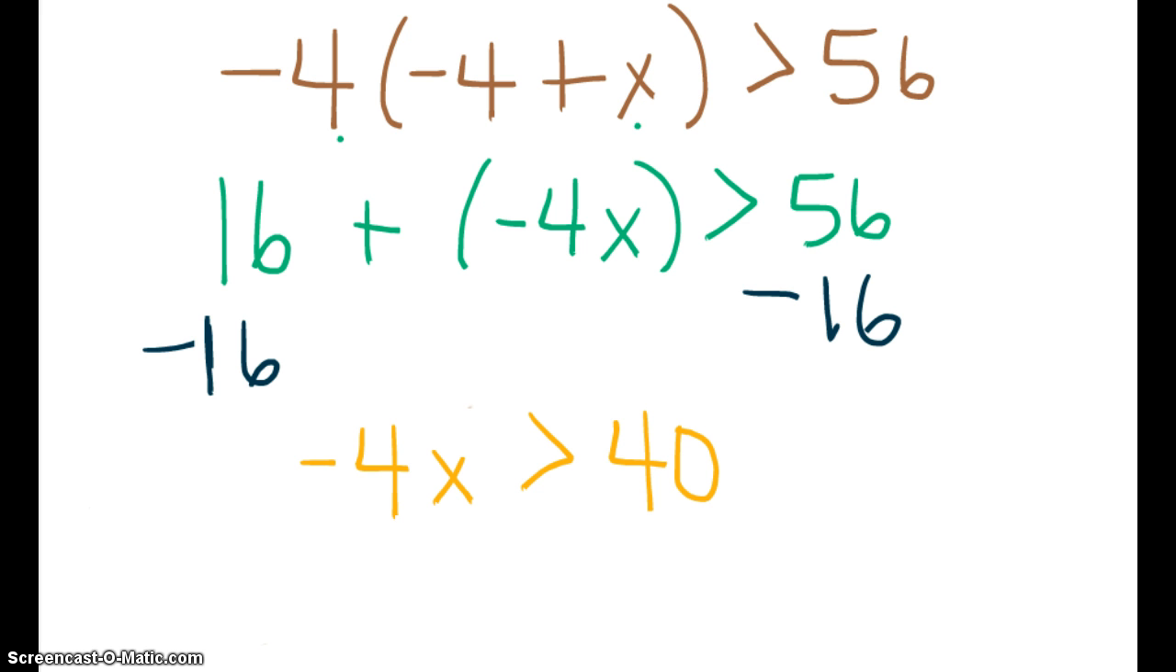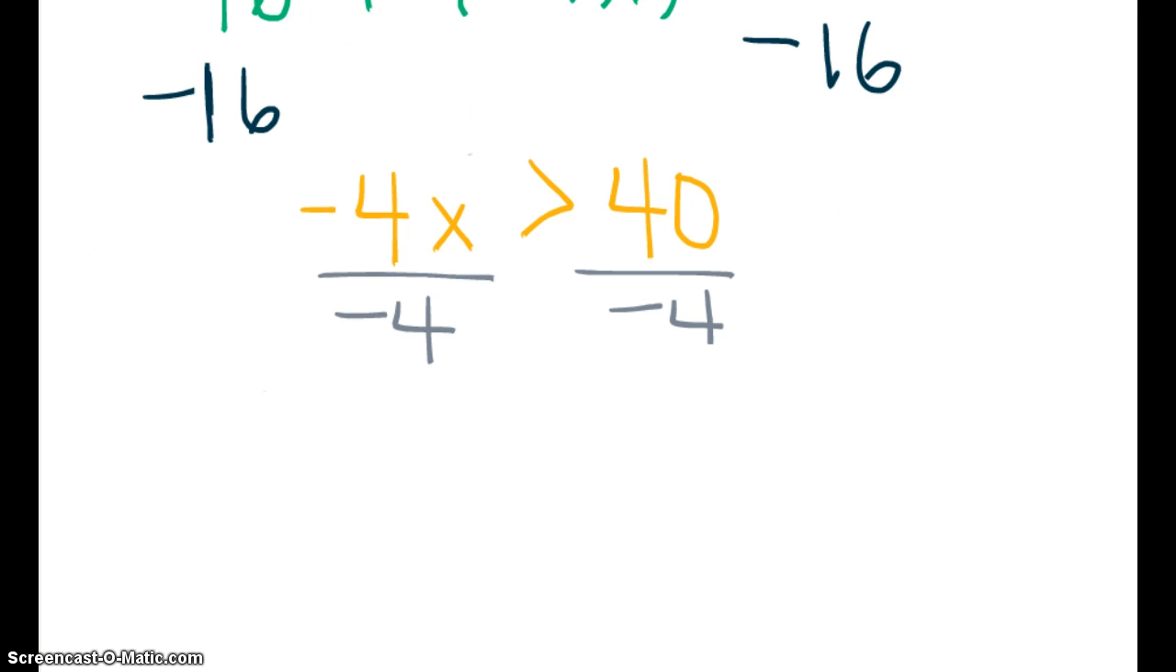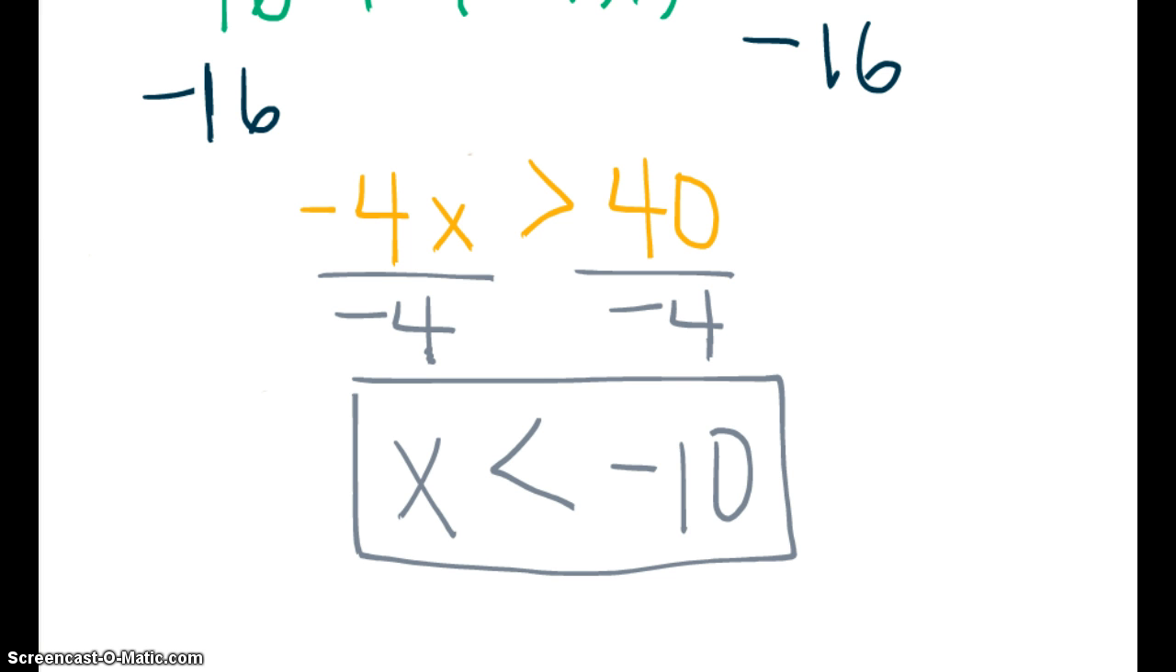And now we're going to divide both sides by negative 4. Alright, now remember what happens when I divide by a negative. I'm left with x. I'm going to go ahead and flip my inequality sign. Because I'm dividing by a negative, I flip my inequality sign and I end up with x is less than negative 10. X can be any quantity less than negative 10. I flipped my inequality sign because I divided by a negative.